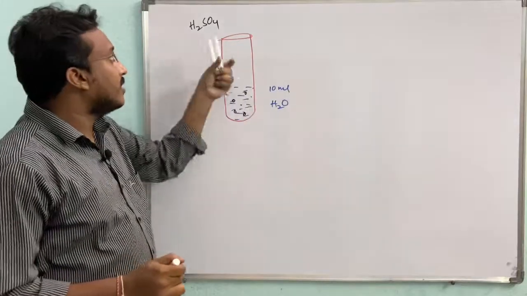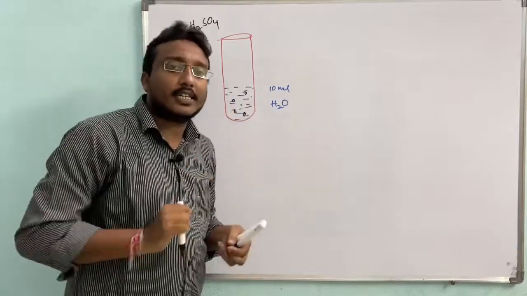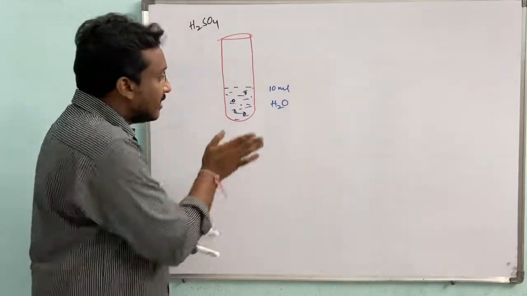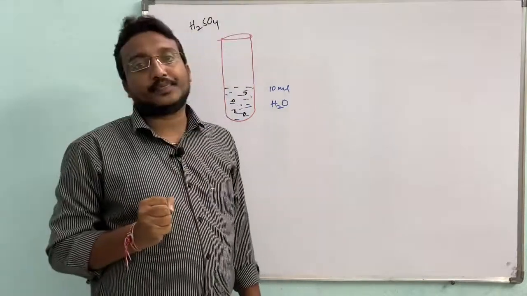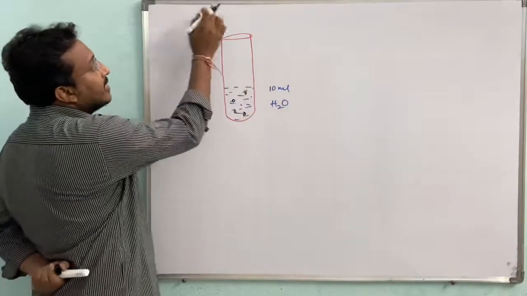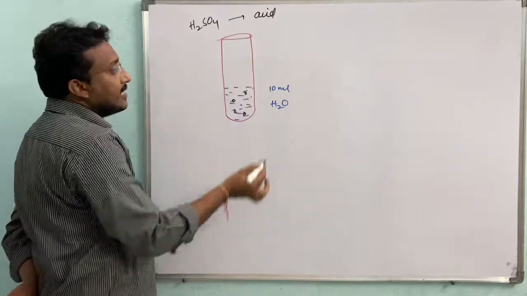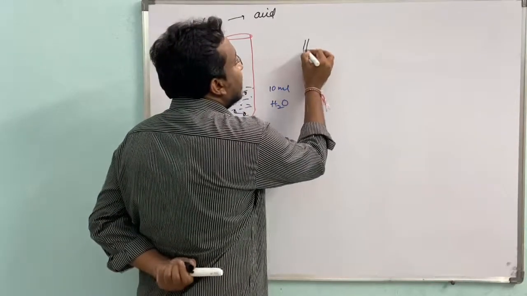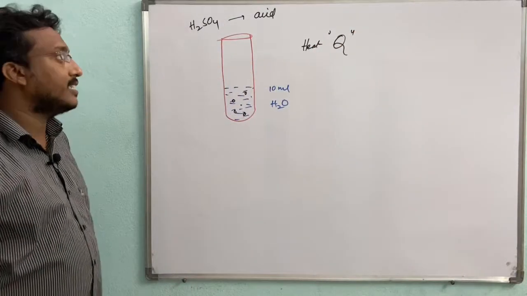Add 2 or 3 drops of H2SO4 to the test tube and stir it. Then touch the test tube with your finger. You feel a hot sensation. That means when this acid, H2SO4, is added to the water, it releases heat.